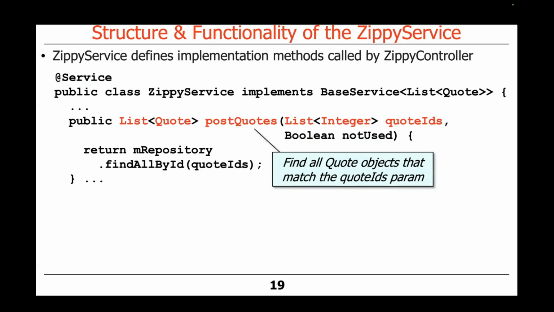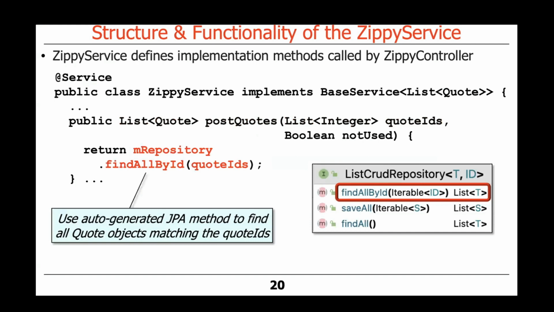Let's take a look at another interesting method. This is the postQuotes method. And what this does is it finds all the quote objects that match the quote IDs list parameter. So this is a list of integers, a list of quote IDs. In this case, it uses the auto-generated JPA method to find all the quote objects matching the quote IDs, which is what you can see here. So once again, this comes from another pre-generated set of methods from the ListCrudRepository.